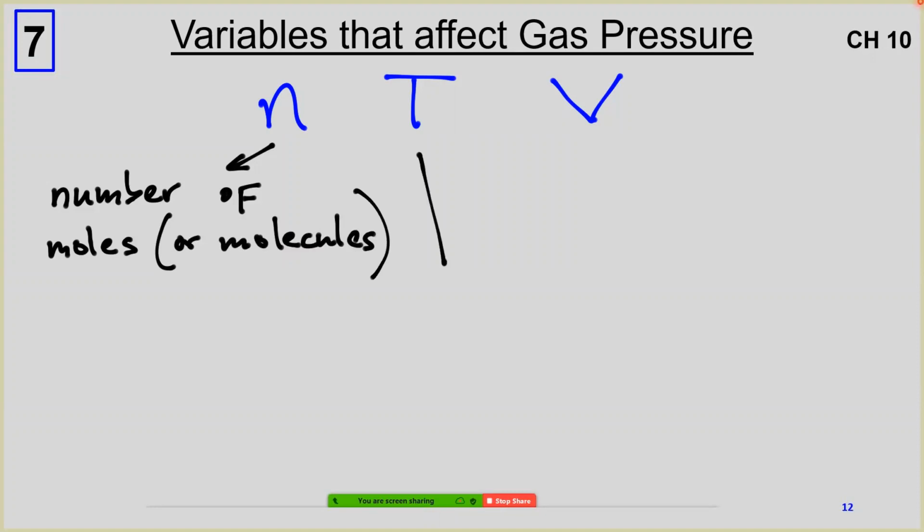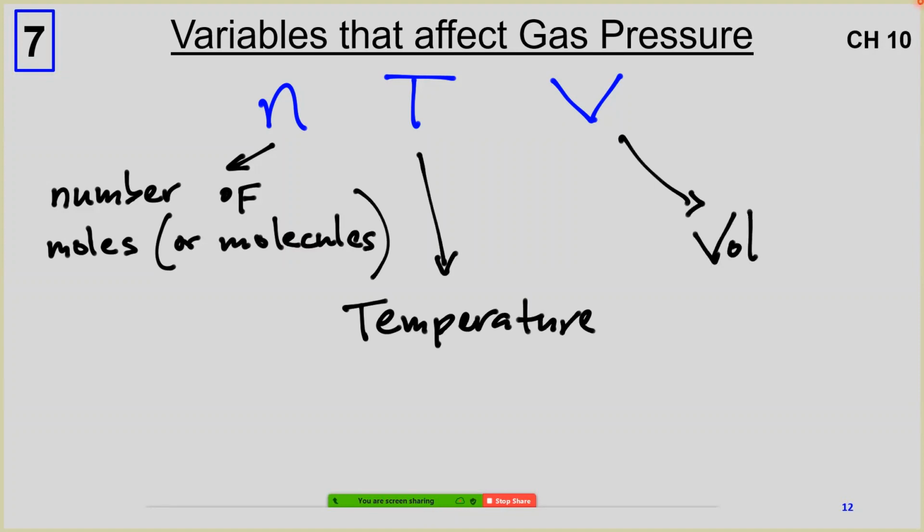Okay, T is for temperature. And V is for volume. All right, so these are the 3 variables that affect gas pressure. So if you're thinking about gas pressure in terms of frequency of collision, then how do you think the frequency of collision will be affected by these 3 variables?